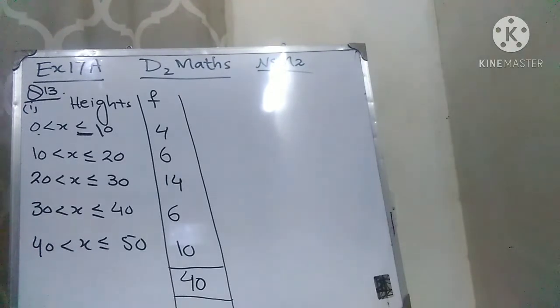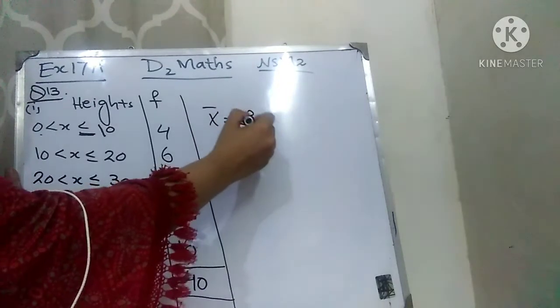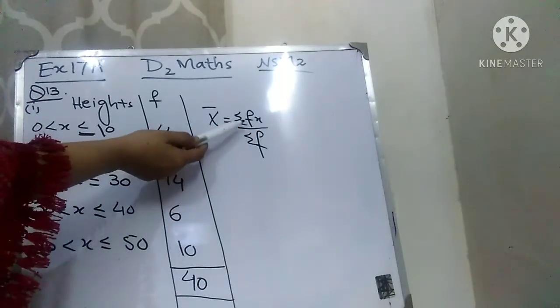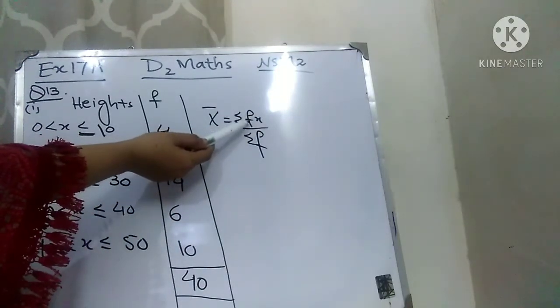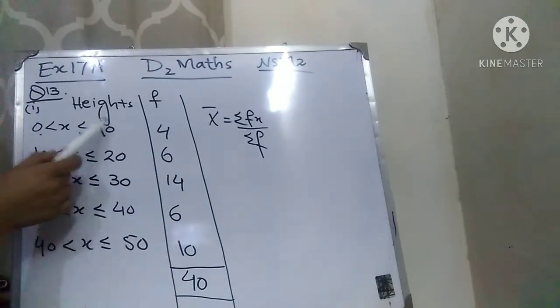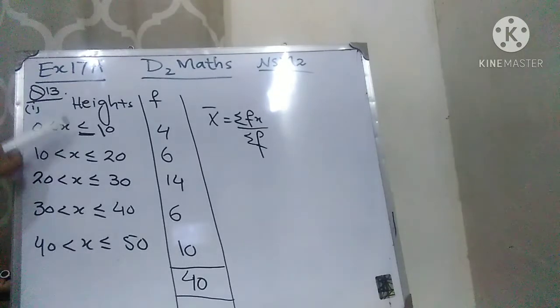Okay students, now as you know that formula to find out the mean is x bar is equal to sum of fx over sum of f. This is the formula, students. So for that, you need x so that you can multiply f with x and take out the sum. So x is basically the mid value when the data is given in this form, students. So you have to find out the mid value, which will be the x. So I'm going to explain you how can you find out x.